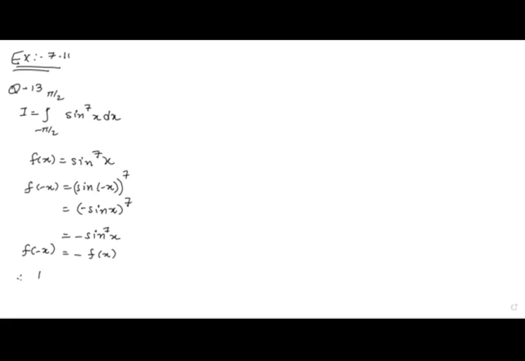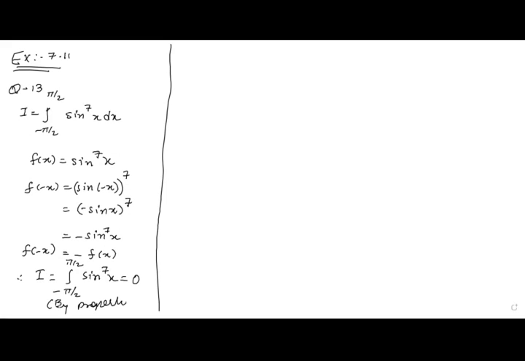Therefore, according to property 8, the integration of this is 0. If the function is an odd function, then the integration from minus a to a of f of x dx is 0 using property 8. You should write it like that, property 8.